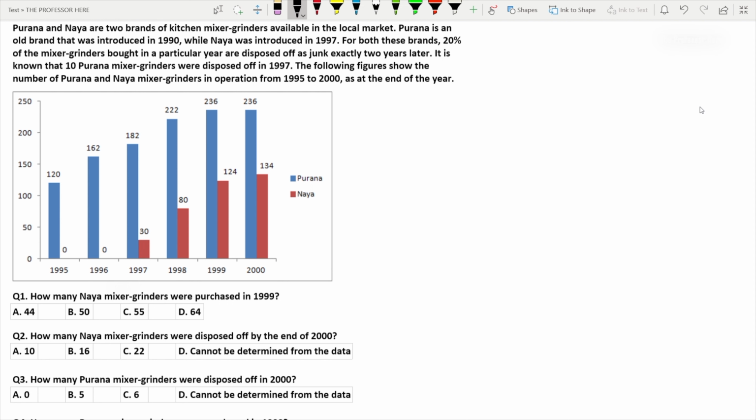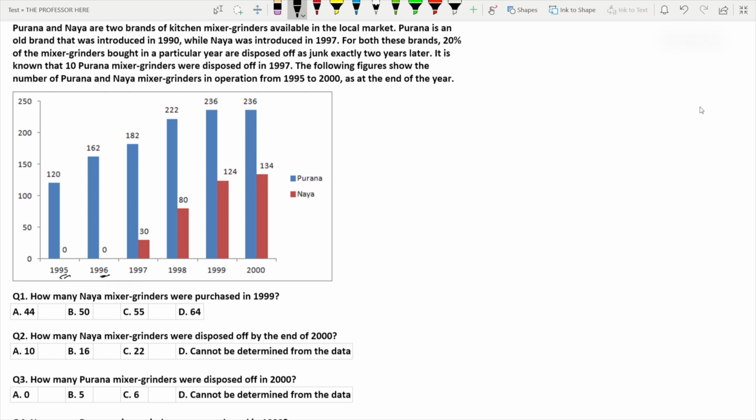Purana and Naya are 2 brands of kitchen mixer grinders available in the local market. Purana is an old brand that was introduced in 1990. We don't have the data from 1990, only from 1995, while Naya was introduced in 1997. So that is the reason why there are no reddish brown bars in 1995 and 1996.